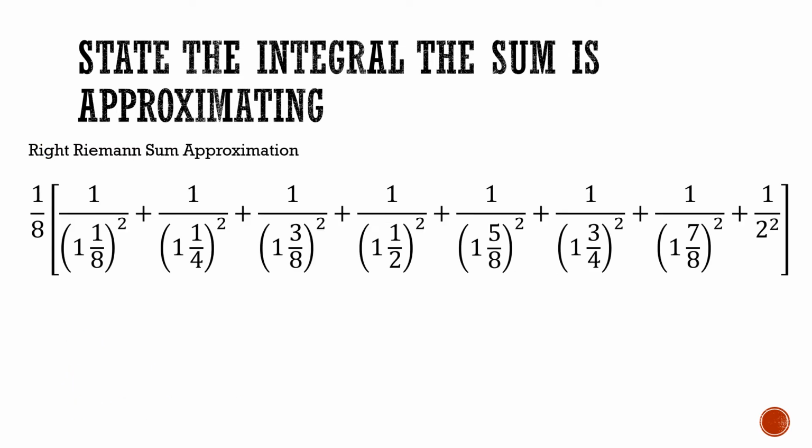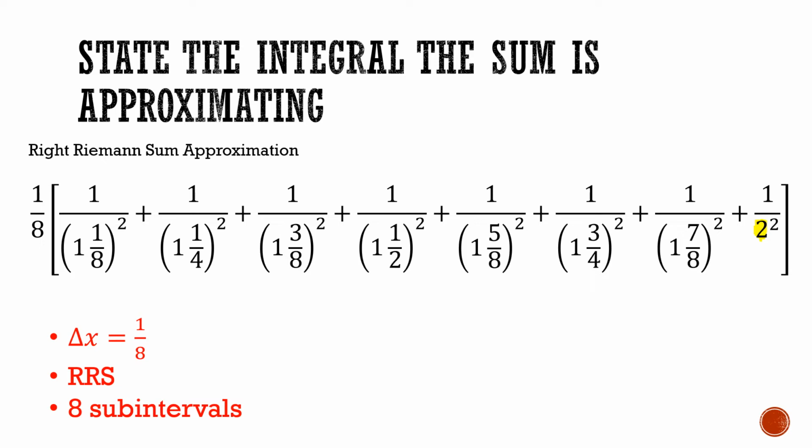All right, so the next example, we're doing pretty much the same thing. I notice that we have the 1/8 out in front, so that tells me that my delta x is 1/8. I also know that they told me I'm doing a right Riemann sum, so that tells me that this 2 over here is my furthest right point, or my b value of my interval. And I know that I have a total of 8 subintervals. I can see that simply by counting 1, 2, 3 all the way down.